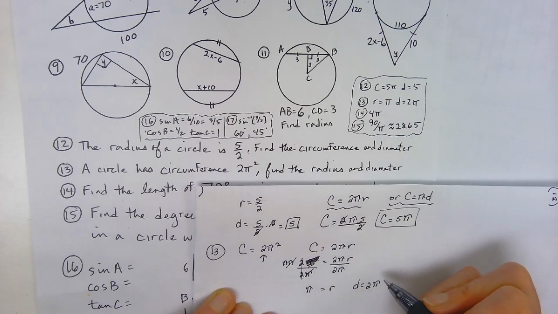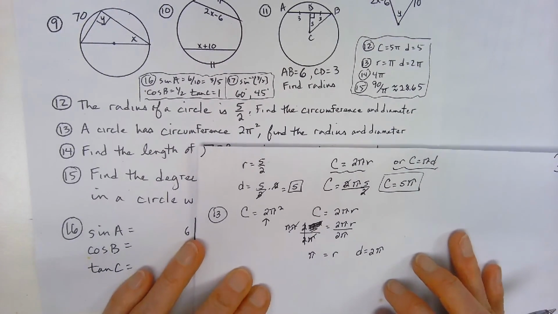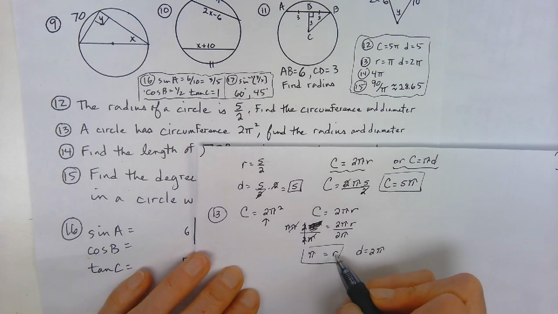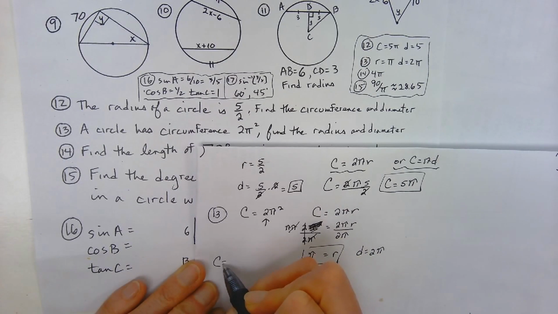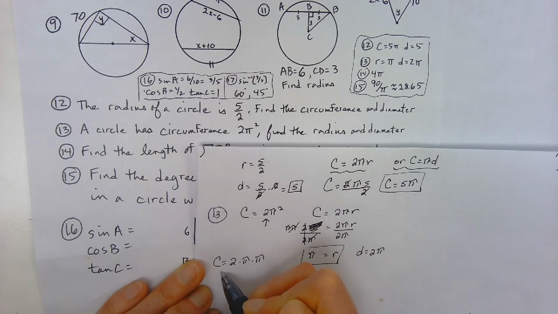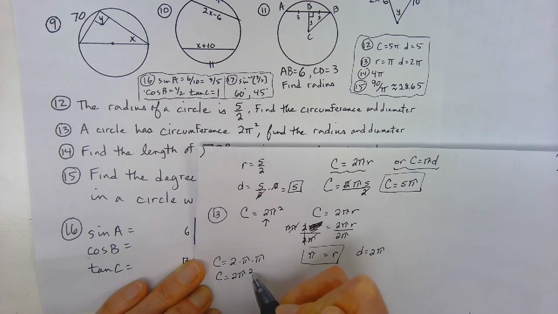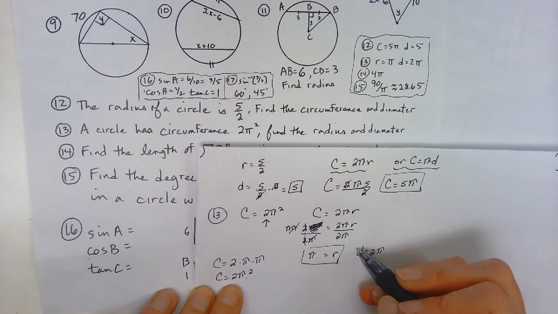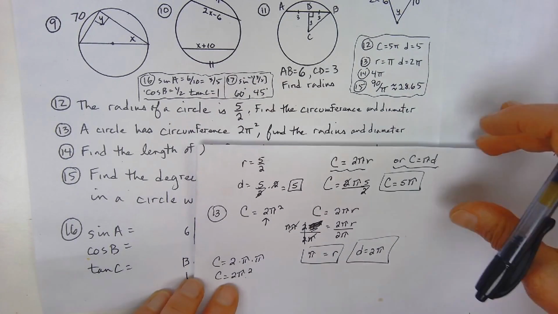Now, just because I like to double check that I've done my simplifying correctly, here's my radius. My radius is equal to pi. I'm going to put it into my formula. C equals 2 times pi, and I get C equals 2 pi squared. That is what the original statement was for the circumference of the value, so I did it correctly.